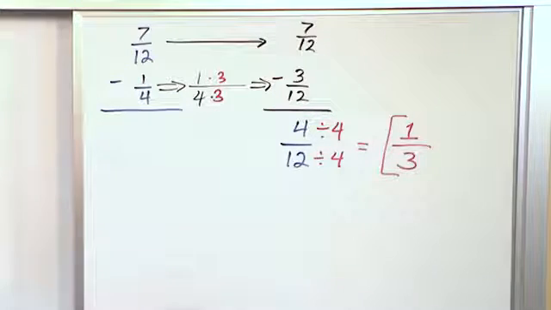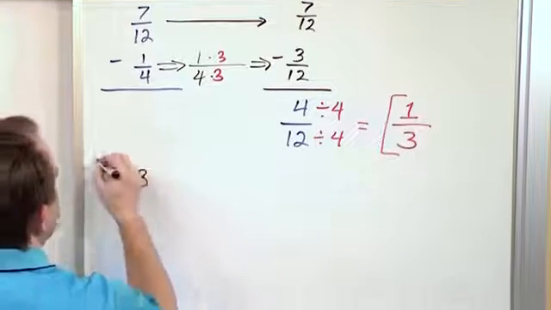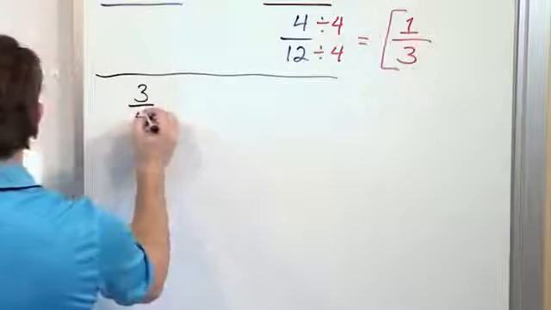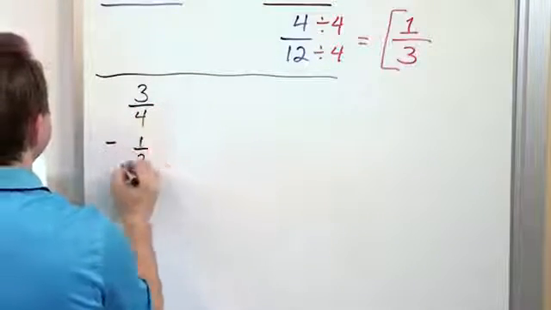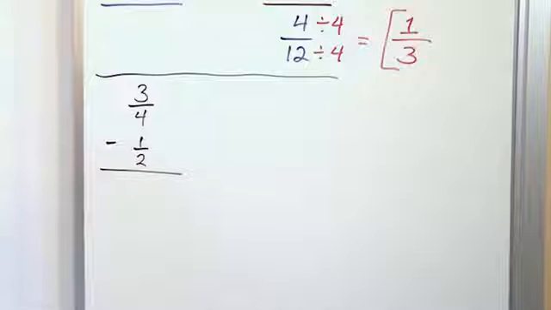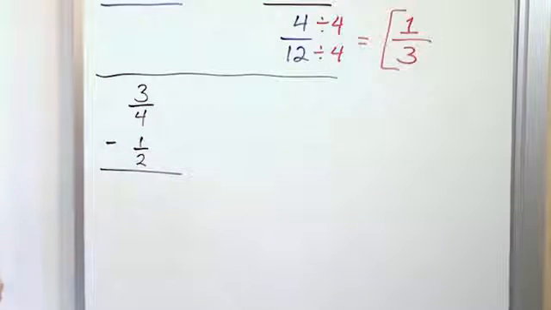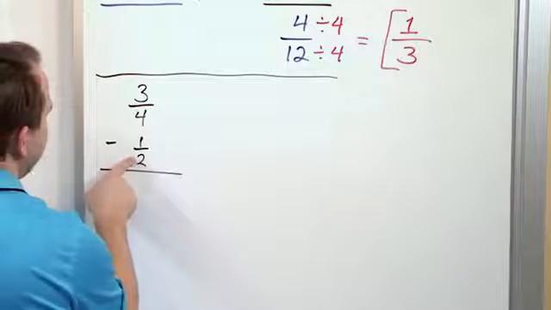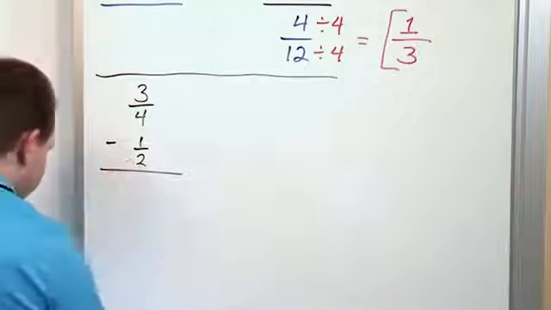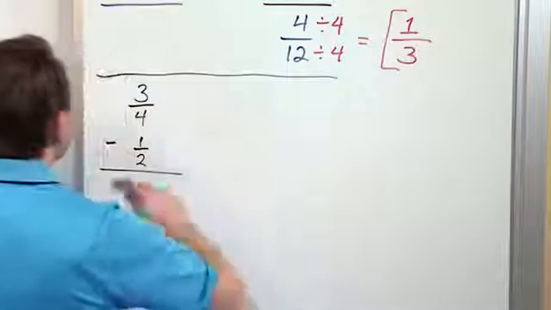All right. A couple additional problems. What if we have 3/4 minus 1/2? So what do we have here? We have a 4 and we have a 2. All right, now we want to have a common denominator. So we see right away that 2 times 2 is 4. So I can multiply this fraction by 2.